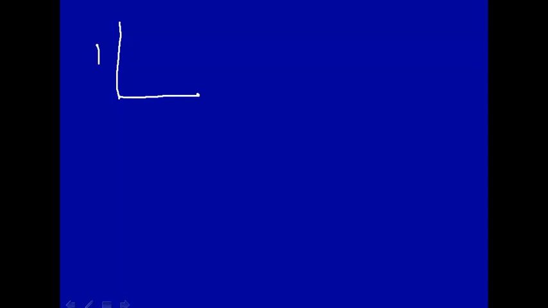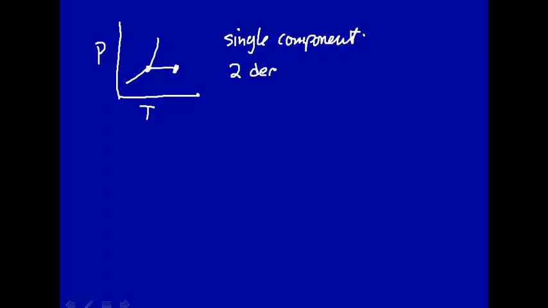does is make a pressure-temperature diagram and put on points of interest like a critical point, triple point, gas, liquid, solid, liquid, and gas. And we considered that in detail for a single component. And we said for a single component, a single pure substance, we have 2 degrees of freedom.